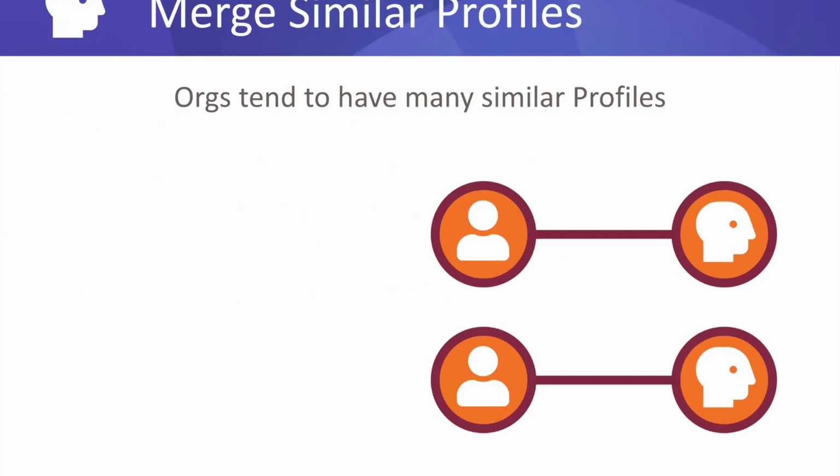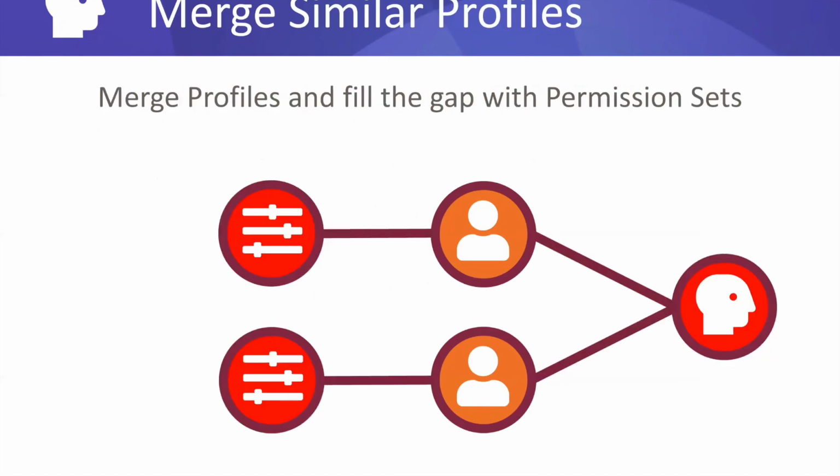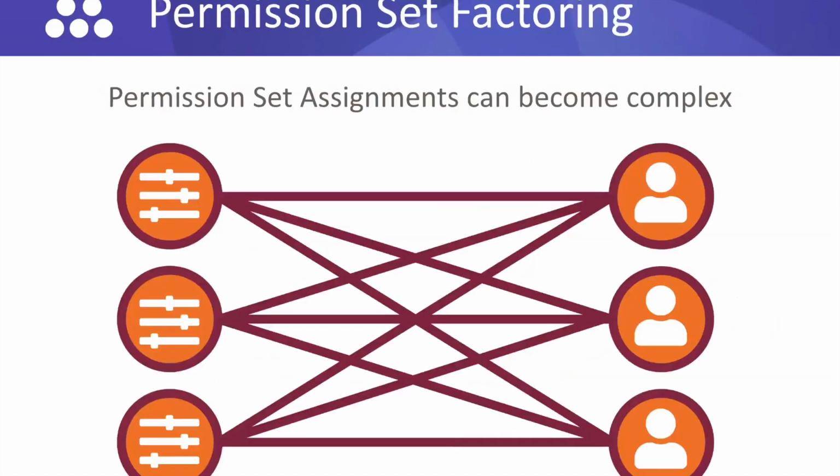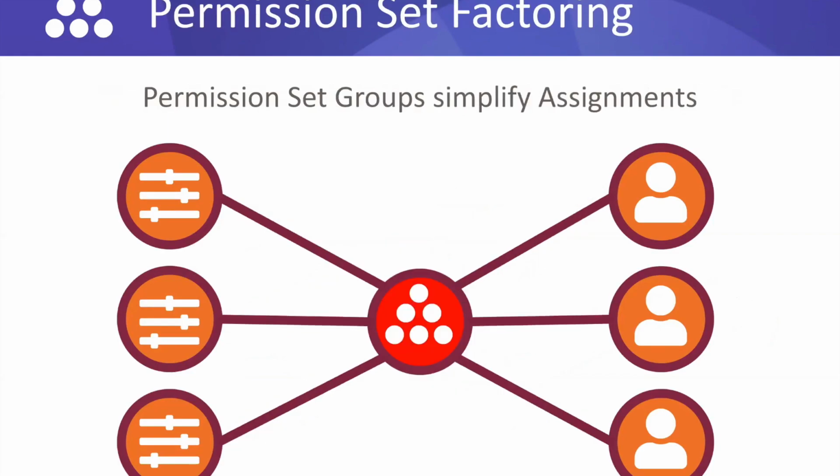So one of those things would, of course, be to merge similar profiles, right? You want to take profiles that are similar and merge them, and then fill in the gaps with permission sets. But of course, then permission sets can become very complex. So then you can try to organize those with permission set groups.